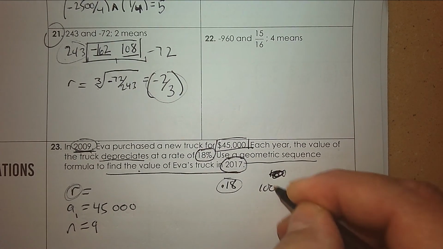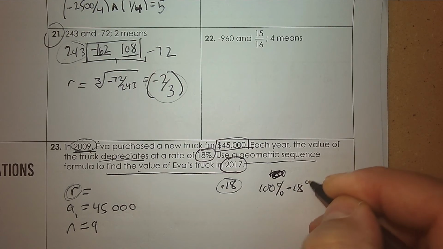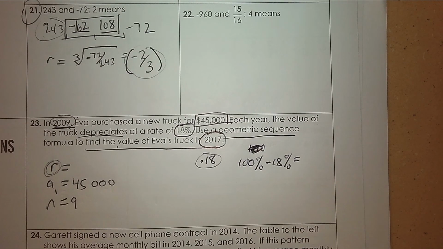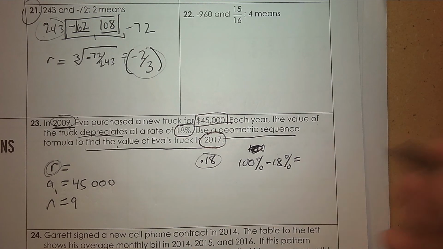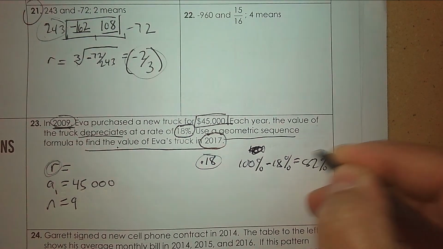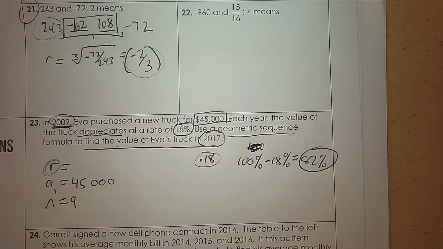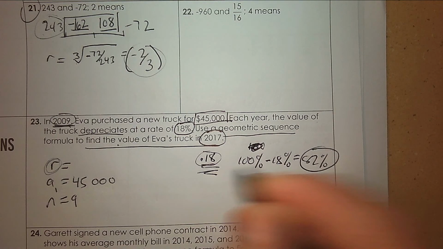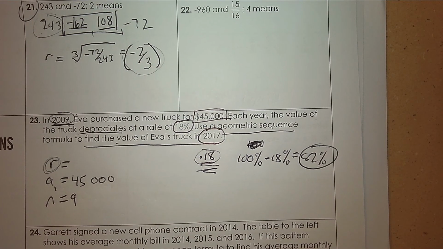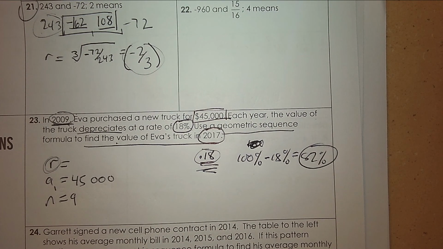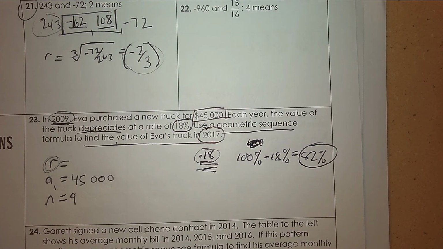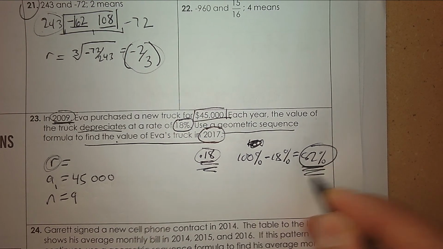So instead, in other words, I need to take 100%, and if you're losing 18%, what percent are you actually keeping? So the question is not how much are you taking off the price of the truck. The question is how much is your truck worth now? If you go times 0.18, all you're doing is finding the amount that you should subtract from the price of your truck, not what your truck is worth. So what's going to be the common ratio?